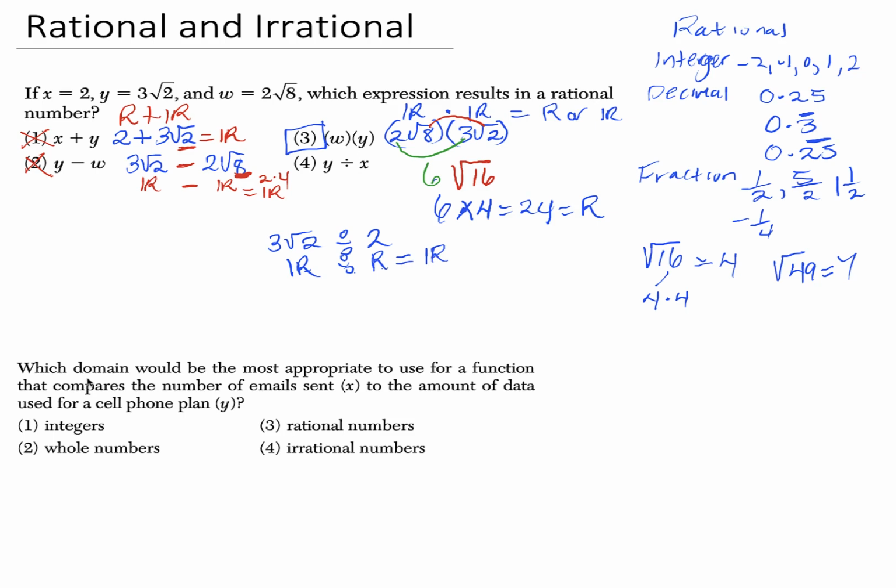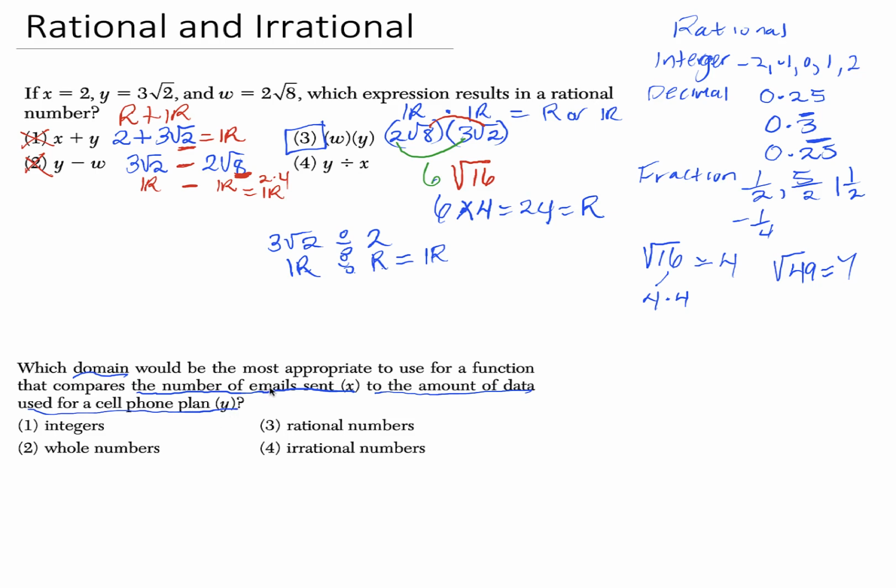All right, which domain? So this is kind of going into functions, but yet still they're talking about rationals and irrationals. This is the thing about the TASC math, a lot of stuff blends with each other. So it says which domain. Okay, so you're on the TASC test. You probably have not heard that word before. Don't freak out. So it goes, which domain would be the most appropriate to use for a function that compares, and here's the important part, the number of emails sent to the amount of data used for a cell phone plan. Think about it.